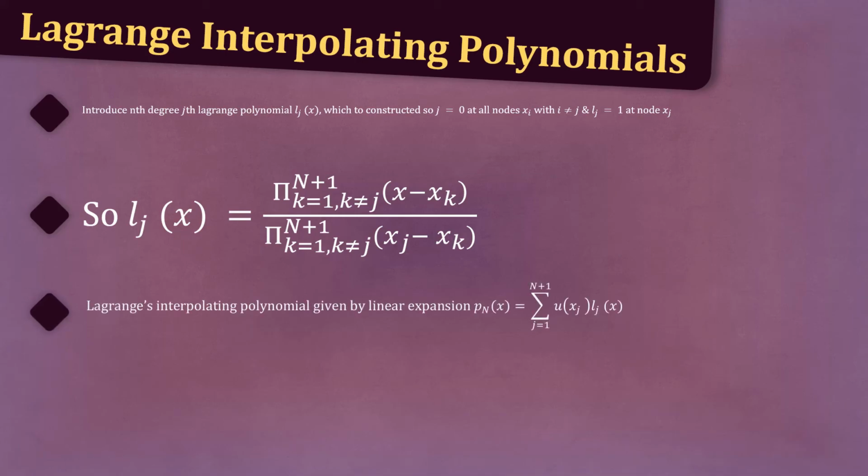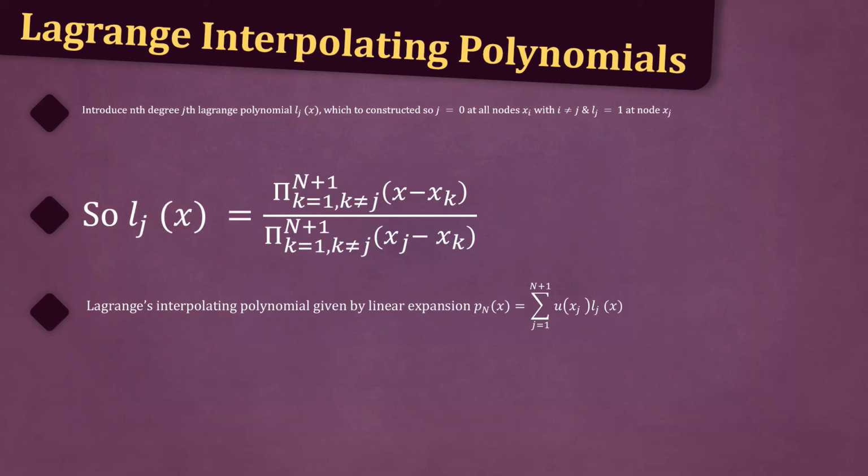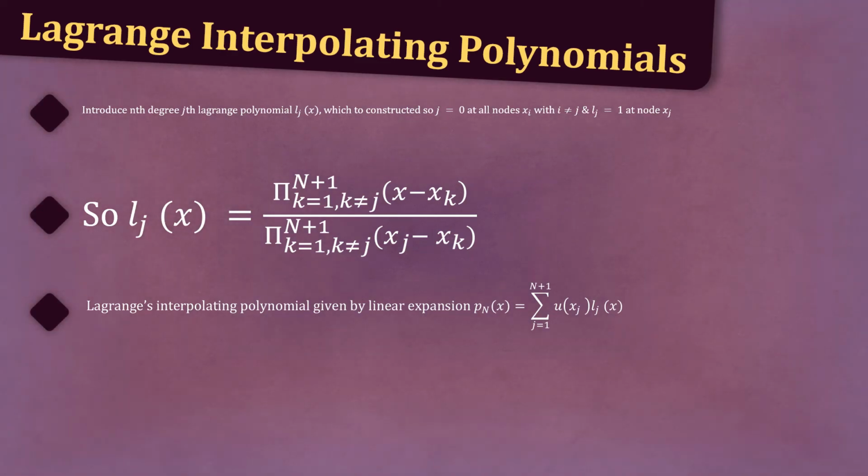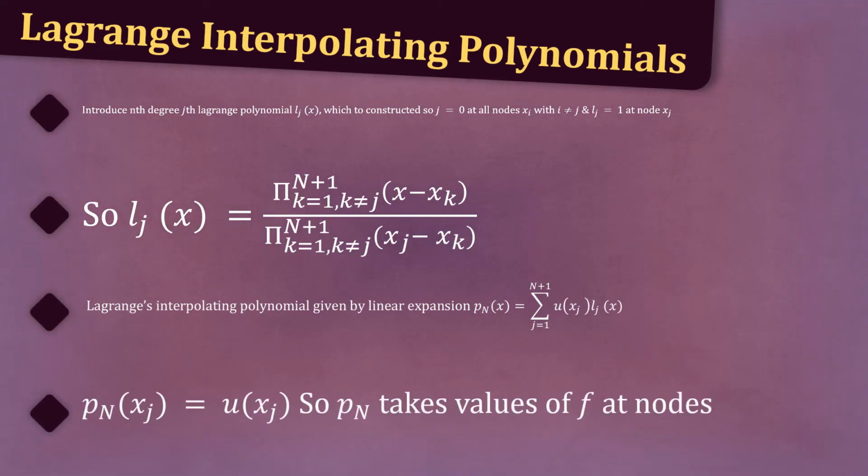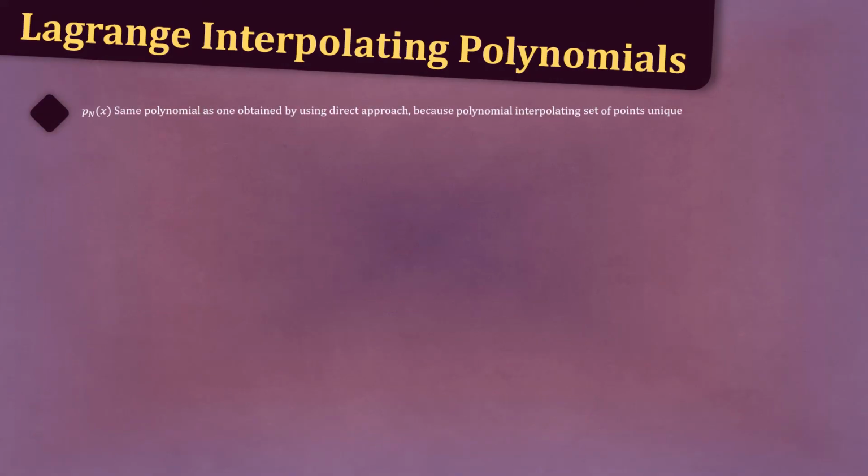Lagrange's interpolating polynomial is given by the linear expansion p_n(x) equal to the sum from j = 1 to n+1 of u(xj) times Lj(x). Clearly, p_n(xj) equals u(xj), so p_n takes the values of u at the nodes. Note that p_n(x) is the same polynomial as the one obtained by using the direct approach because the polynomial interpolating a set of points is unique.